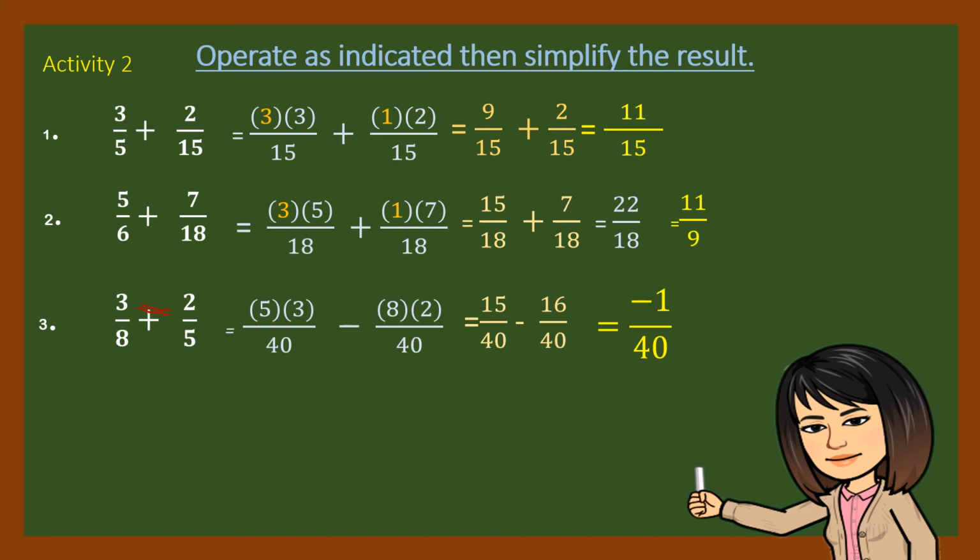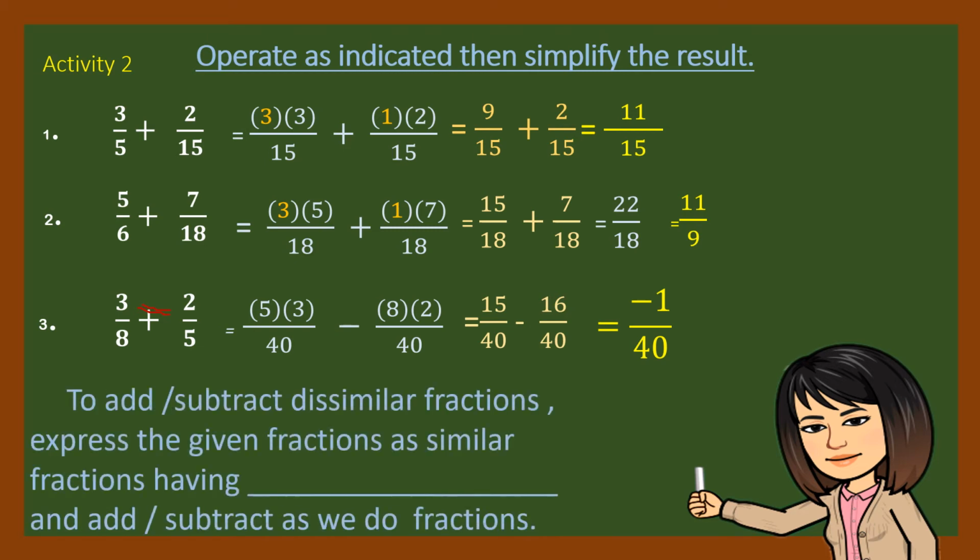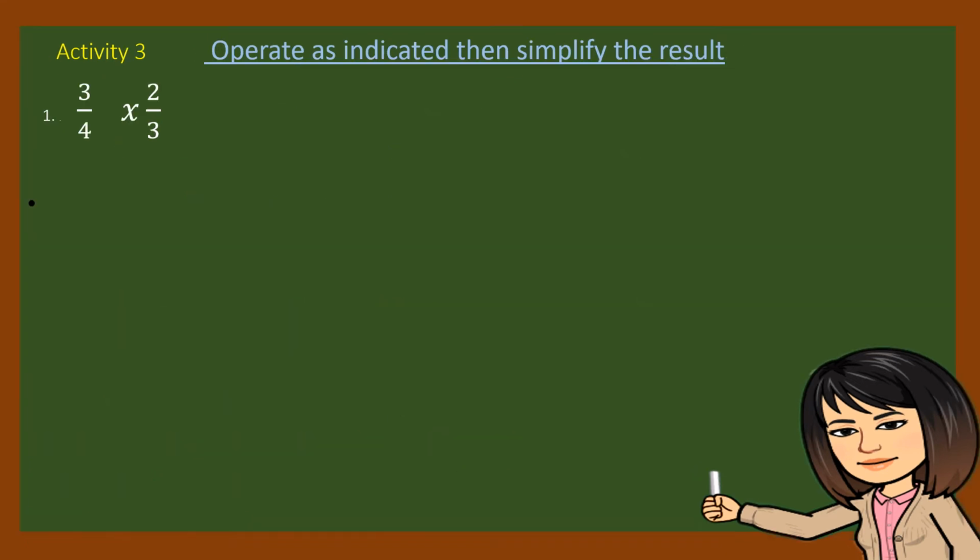Okay, so dito, subtract the numerators, 15 minus 16, it is equal to negative 1 over the common denominator. So, to add or subtract the similar fractions, express the given fractions as similar having least common denominator or LCD. Then, add or subtract as we do fractions. Ayan, malinaw naman yan. Next, for the third activity.